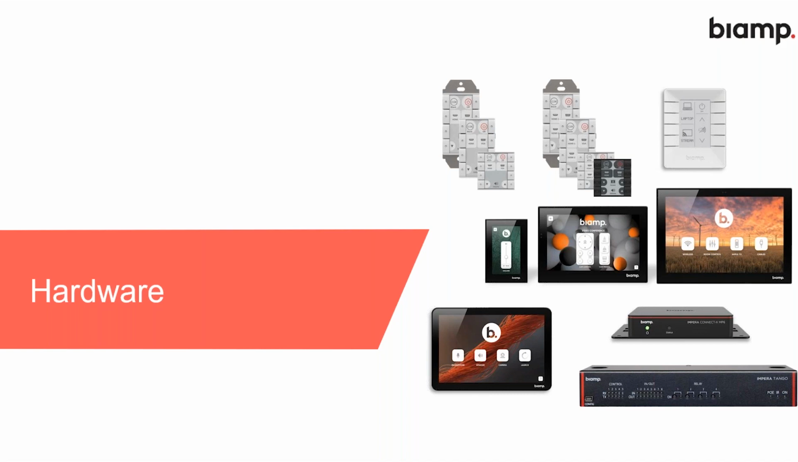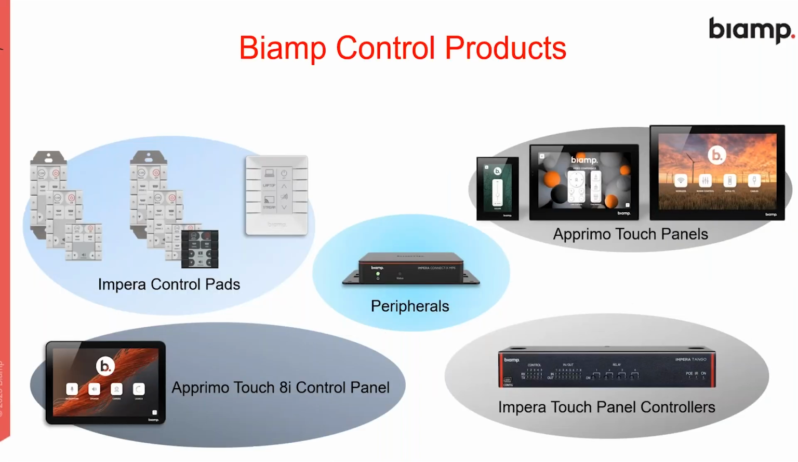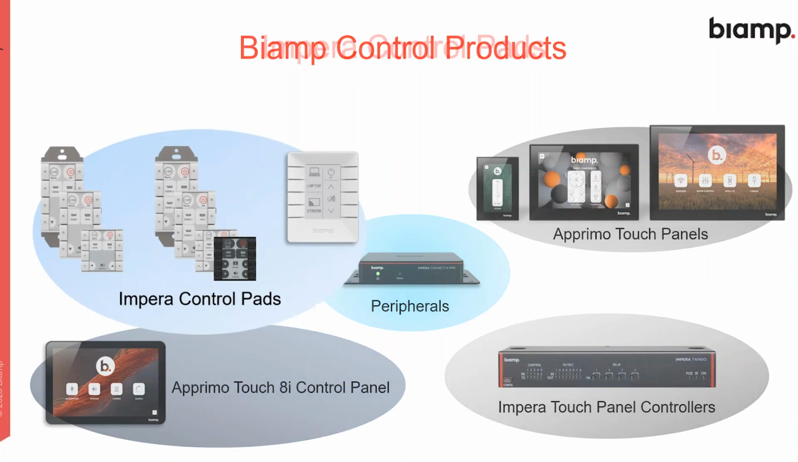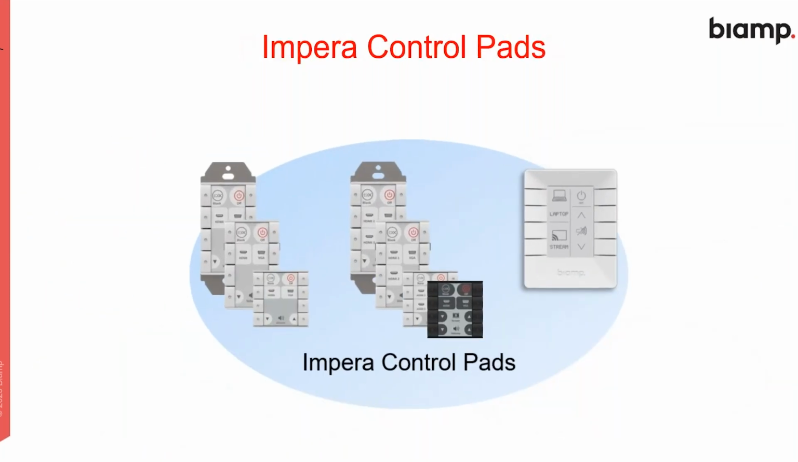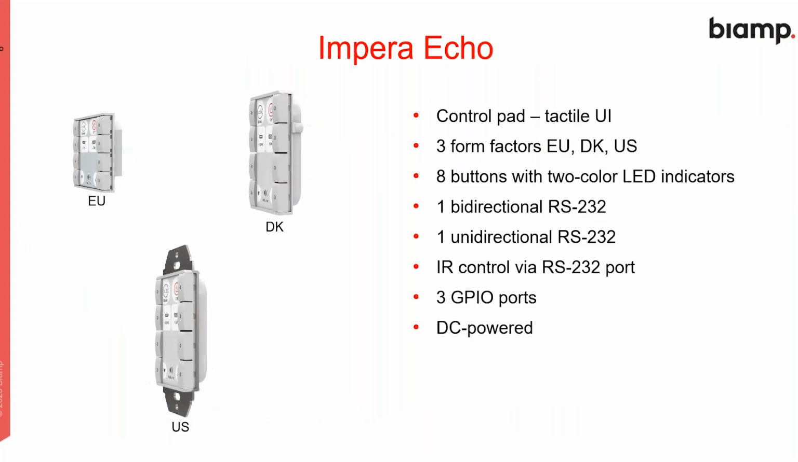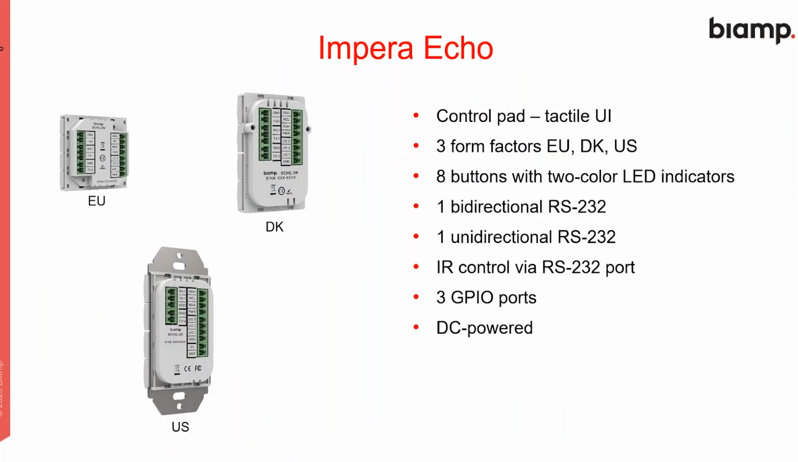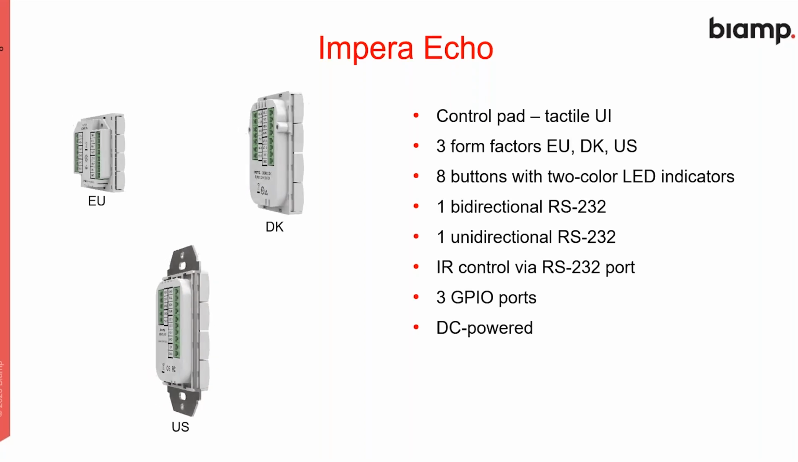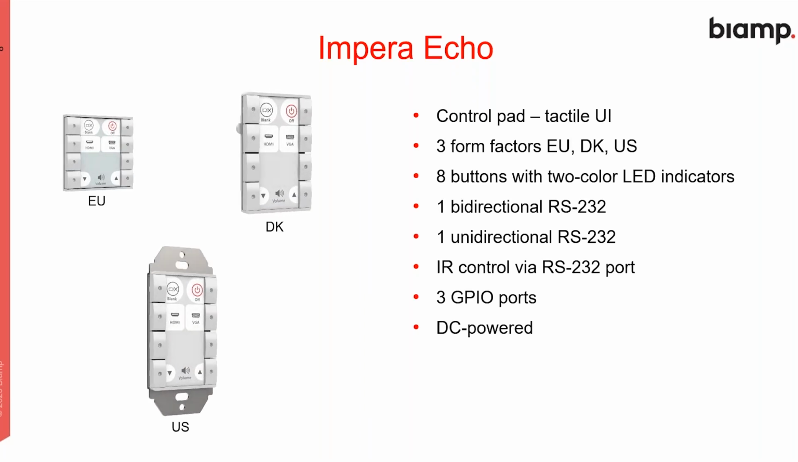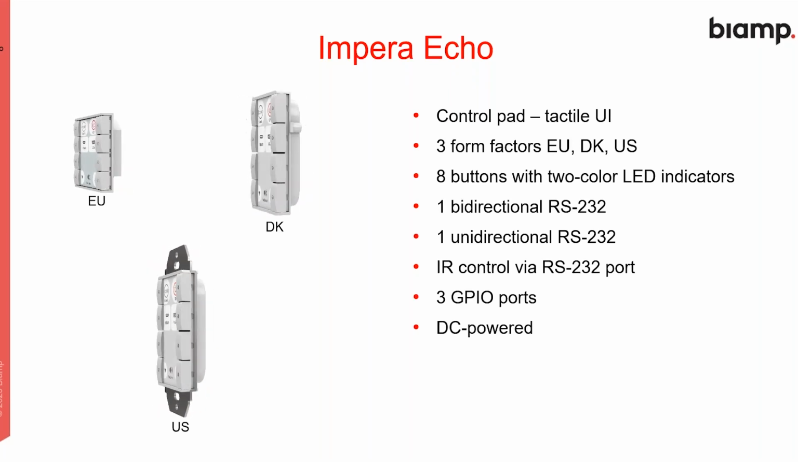So what we have here is indication of exactly what products we have available right now and the target ways of using them. So these are the 5 areas we're going to cover today. So firstly, the Impera control pads. The first one is the simplest product we have called Echo. So Impera is the product family, Echo is the product name in this case.